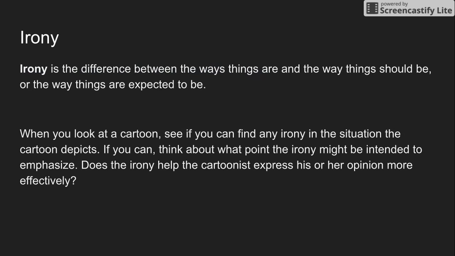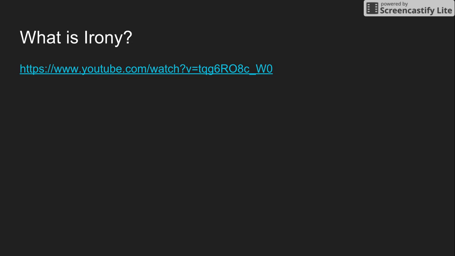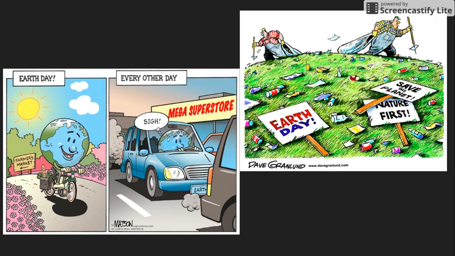The last but not least is irony. So irony is basically stating the difference between the way things are in reality, the way they actually are, and then the way that they should be, or the way that they're expected to be. So you can check this video out by accessing the slide deck in Classroom. But here are a few examples of irony.